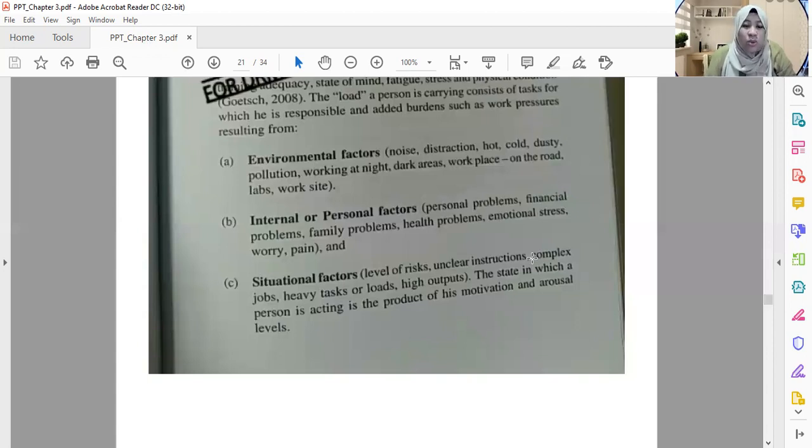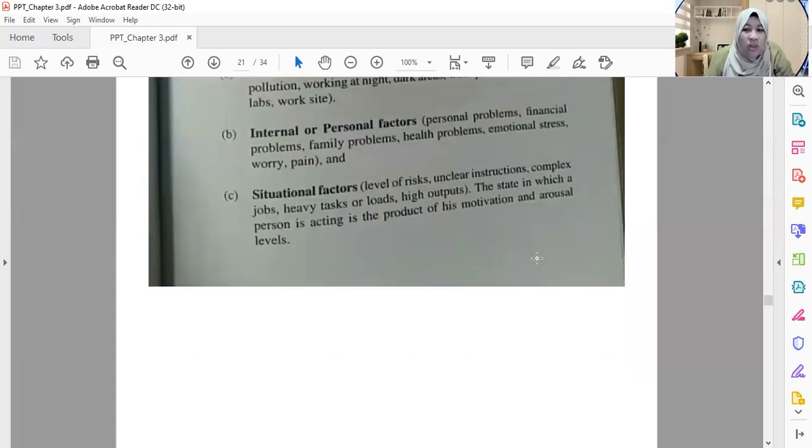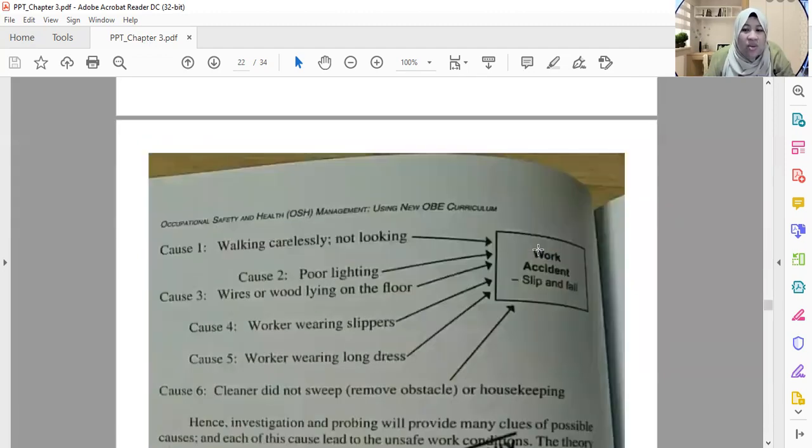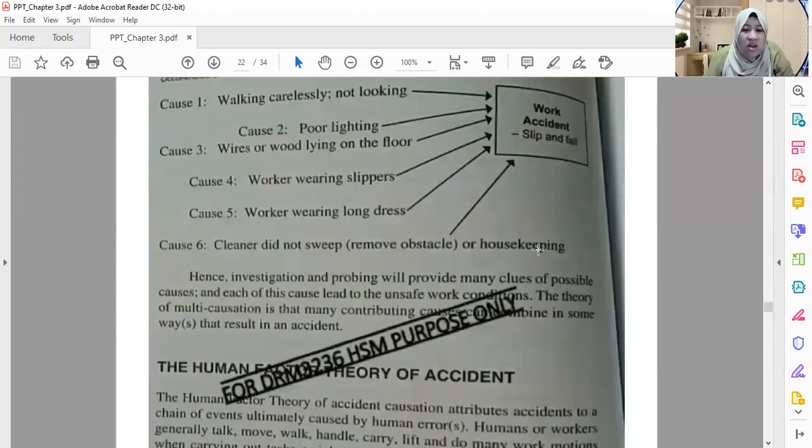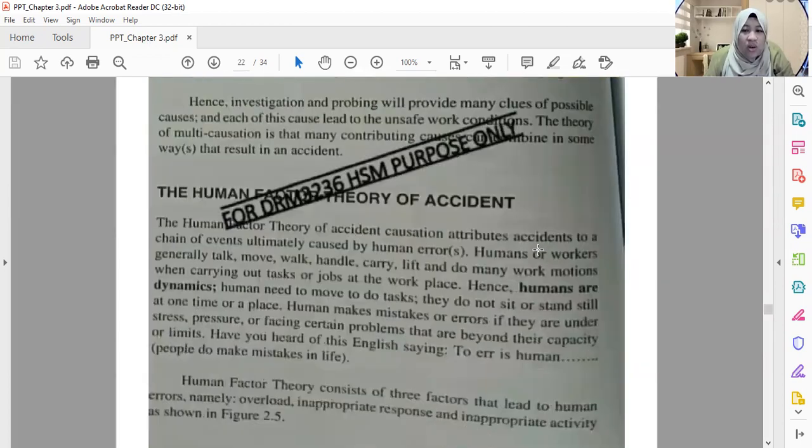It can also be because when the instruction about what you should do and what job you should perform is not very clear, confusion can sometimes happen, and probably it will become some complexity, right? Heavy tasks or loads and high output. This state, in which a person is active, is the product of his motivation and arousal levels. Okay. So if you can see from here, there is a human factor theory of the accident.